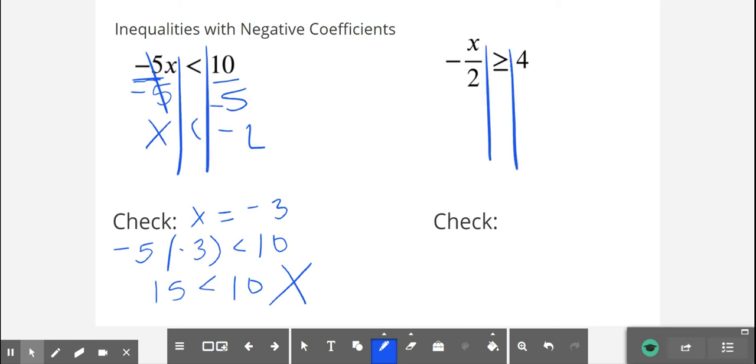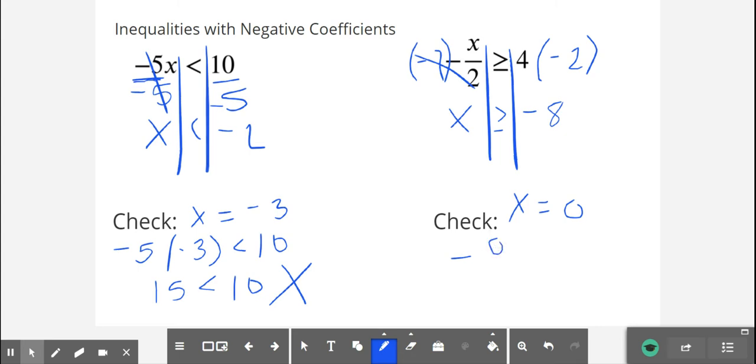The same thing happens over here. Since we have negative x over 2, I could multiply by negative 2 to cancel out the negative and the division by 2. This would leave me with x is greater than or equal to negative 8. Whenever I can, I like to check with the number 0. And since 0 is greater than negative 8, I can use that.